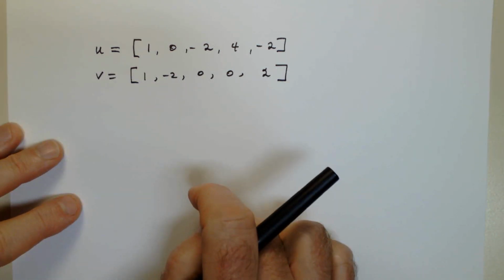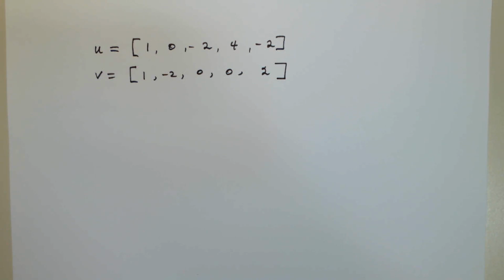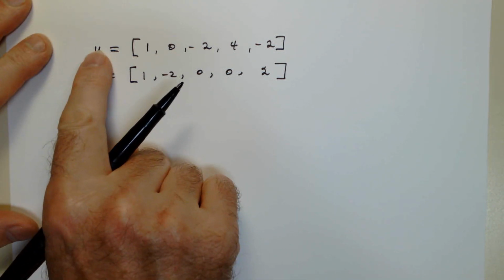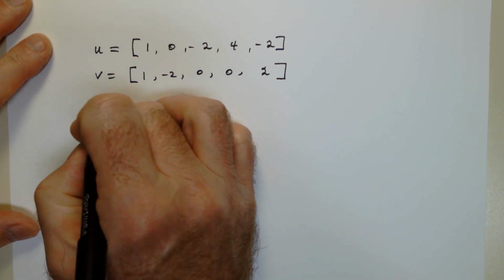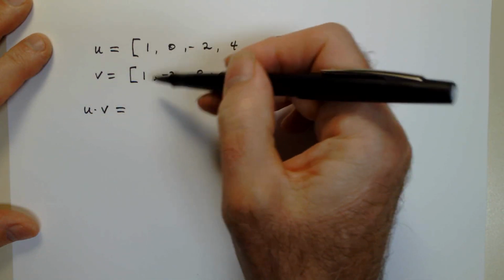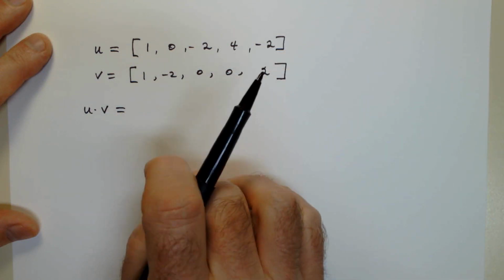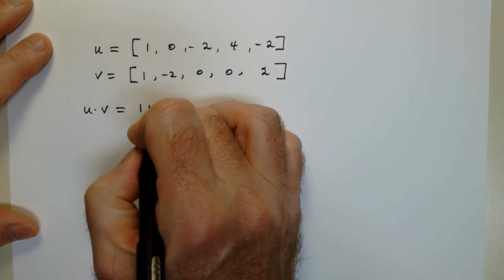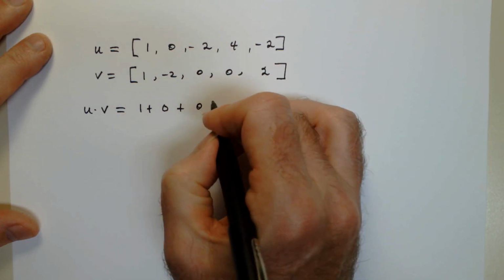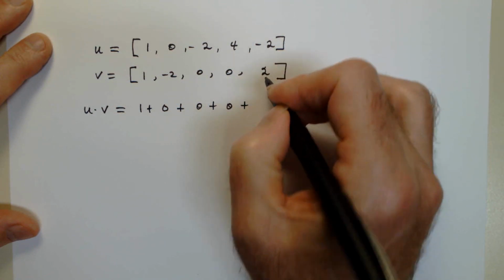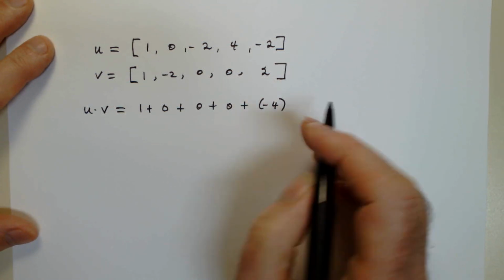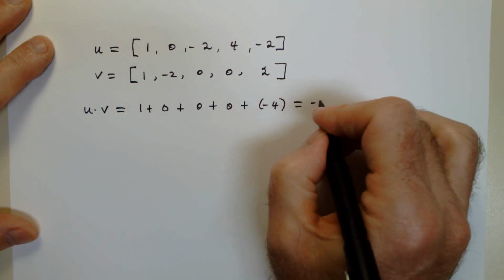I've just taken the liberty of writing these vectors here already to save us a little bit of time. Now, to calculate the angle between these two vectors, we're going to use this result that says the cosine of the angle can be written in terms of the dot product of u and v and the lengths of u and v. So we've got a few calculations to do. Let's work out the dot product first. The dot product is simply what we're going to get by component-wise multiplication and then addition. So we're going to get a 1, a 0, a 0, a 0, and a -4. So the dot product is simply going to be -3.